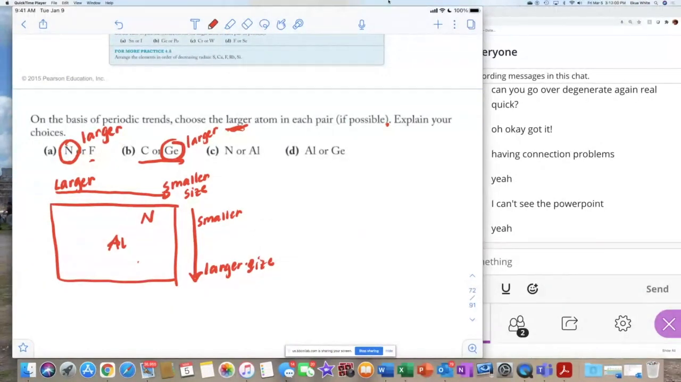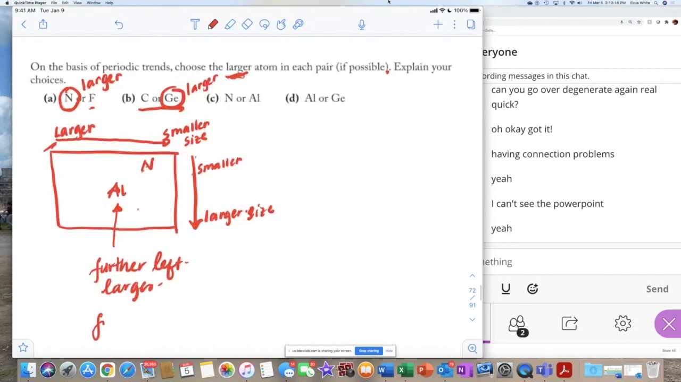Okay, so here they say the one that's further left is larger. These two, this is further left, right? It's further left. Therefore, it is larger. If you look at up and down, this is also further down, therefore larger. So when I use both rules, I arrive at the same conclusion. AL is larger because it's further left and further down. That's what the rule says. When you're going to the left, you're larger; you're going down, larger.